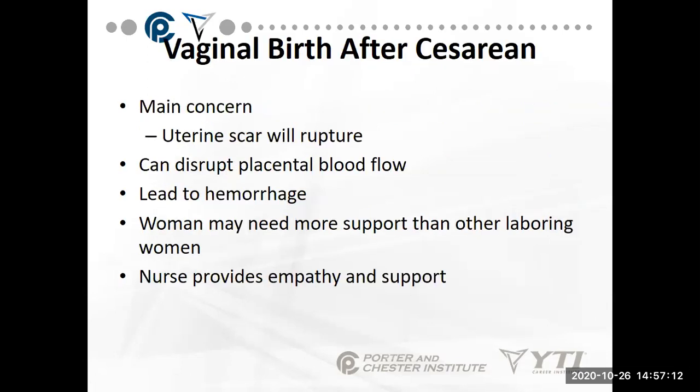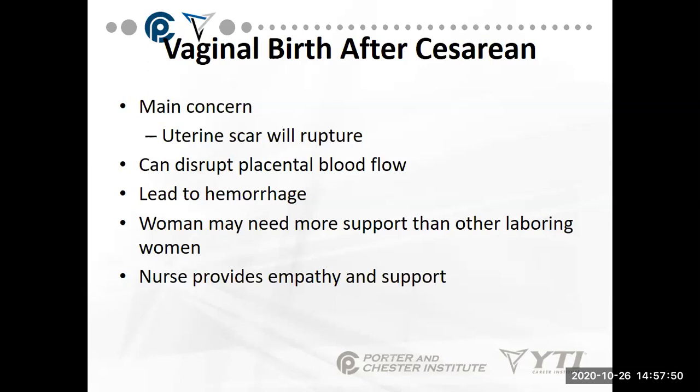Vaginal birth after cesarean. The main concern would be the scarring. The uterine scar can rupture, can disrupt placental blood flow, and lead to hemorrhage, and women may need more support than other laboring women. Nurses provide empathy and also support during that time. In your book, it talks about that more on the following page. Okay, we have support, the partner, teaching, stages of labor. Okay, so vaginal birth after cesarean.